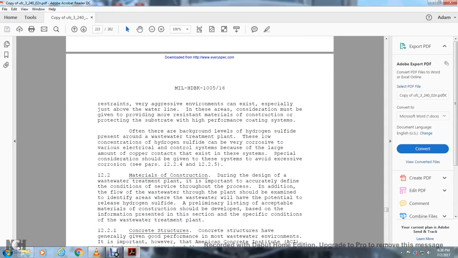12.2 Materials of construction. During the design of the wastewater treatment plant, it is important to accurately define the conditions of service through the process. In addition, the flow of the wastewater through the plant should be examined to identify the areas where the wastewater will have the potential to release hydrogen sulfide. A preliminary listing of acceptable materials of construction should be developed based on the information presented in this section and the specific conditions of the wastewater treatment plant.